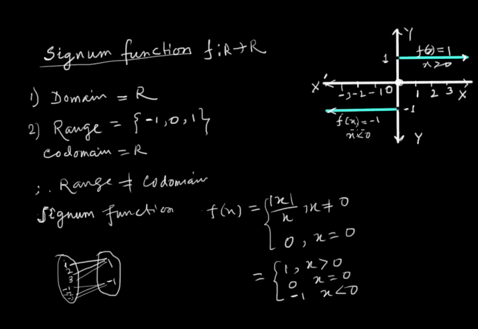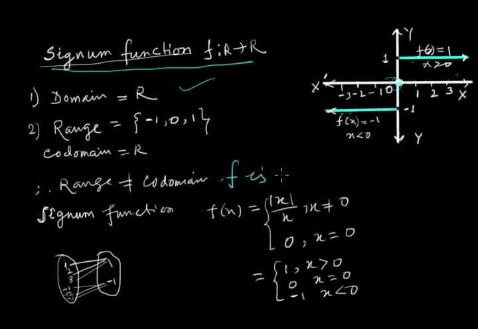The third one is the Signum function, and here also again, for every x there is a y. When x is positive, the value of f(x) is always 1. It is a constant function. And when x is negative, the values are coming minus 1. This is also another constant function. And at the origin, at 0, the value is 0. So the domain is all real numbers. Range: only 3 values, 1, 0 and minus 1. And the codomain is R. So here also the range is not equal to the codomain.